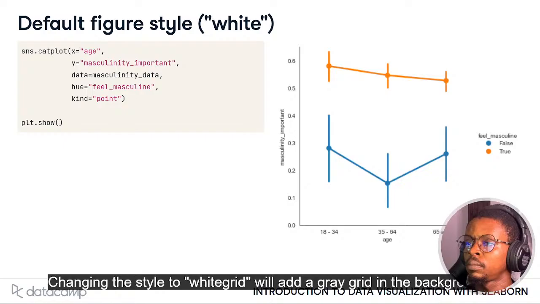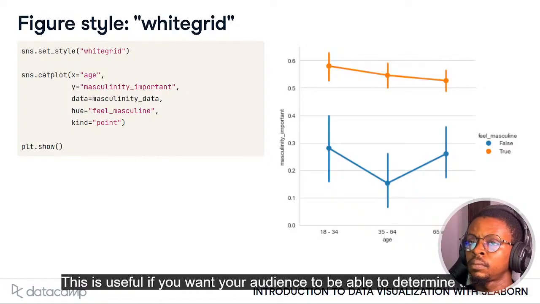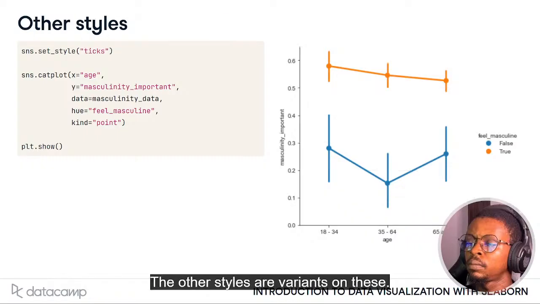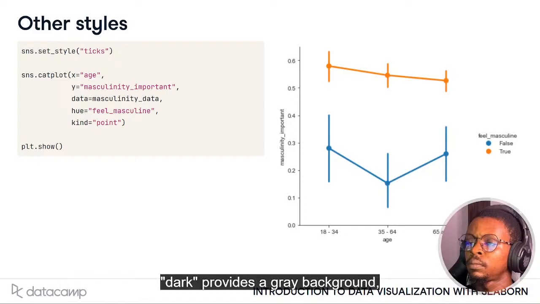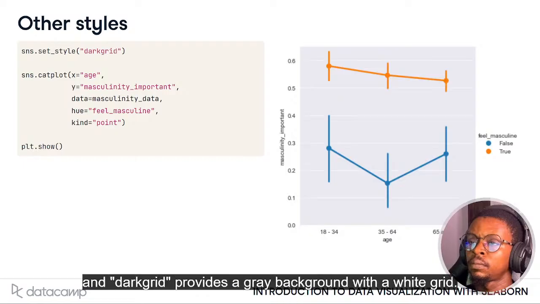Changing the style to white grid will add a gray grid in the background. This is useful if you want your audience to be able to determine specific values of the plotted points instead of making higher-level observations. The other styles are variants on these. Ticks is similar to white, but adds small tick marks to the X and Y axes. Dark provides a gray background, and dark grid provides a gray background with a white grid.